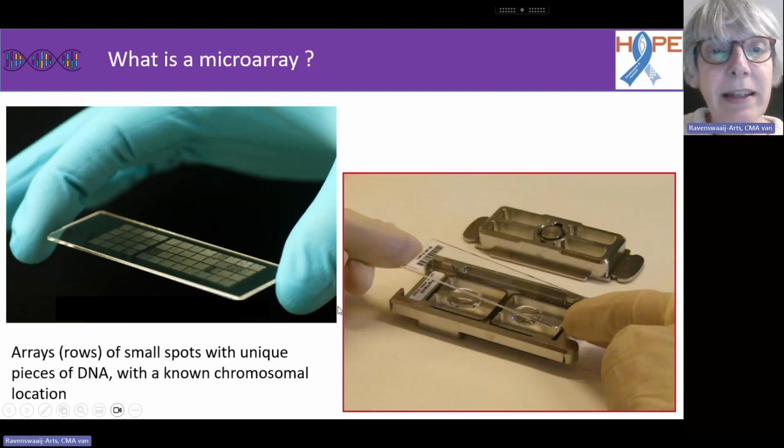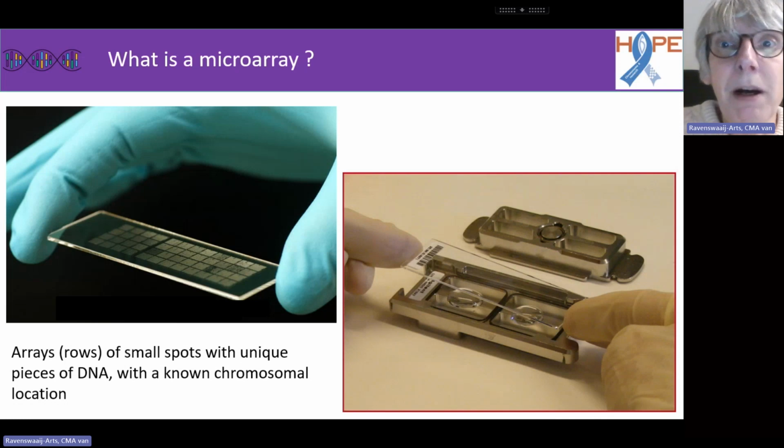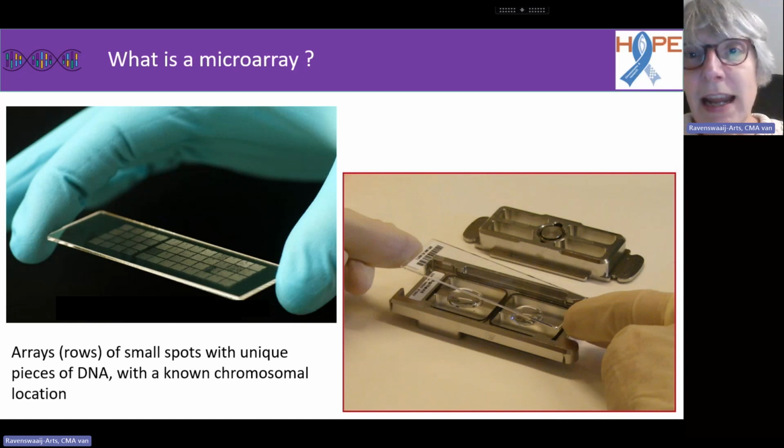Now, what is a microarray? Actually, it is a glass slide. It is a glass slide with rows, also called arrays, of small spots with unique pieces of DNA with a known chromosomal location. So each of these tiny dots that you see here on the slide contains DNA, a very tiny stretch of DNA, which is actually a very tiny part of the chromosome. It's a unique code that belongs to that tiny part of the chromosome. So if you know from each dot with DNA where it belongs on the chromosome, you can use that to measure the amount of chromosome that is present in a patient. And I will explain that in the next slide.